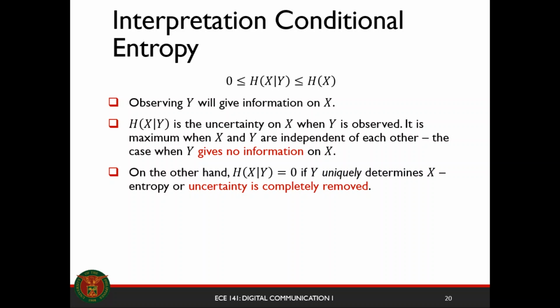So how do we interpret the conditional entropy then? Recall that observing y will give information on x. And H of x given y is the uncertainty on x when y is observed. Basically, if we observe y, we get a feel of x, or we get an observation that will define the value of x. What is left will be H of x given y. And the goal is we want this to become 0 if we observe y. We want the entropy, or the uncertainty on x, to be 0 when we observe y. That's the goal of your communication system. If y uniquely determines x, then your H of x given y equals 0. Okay.